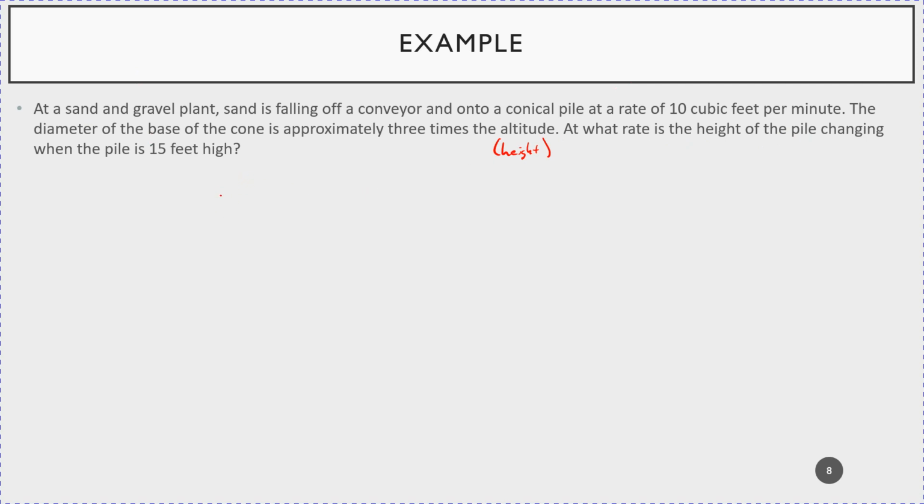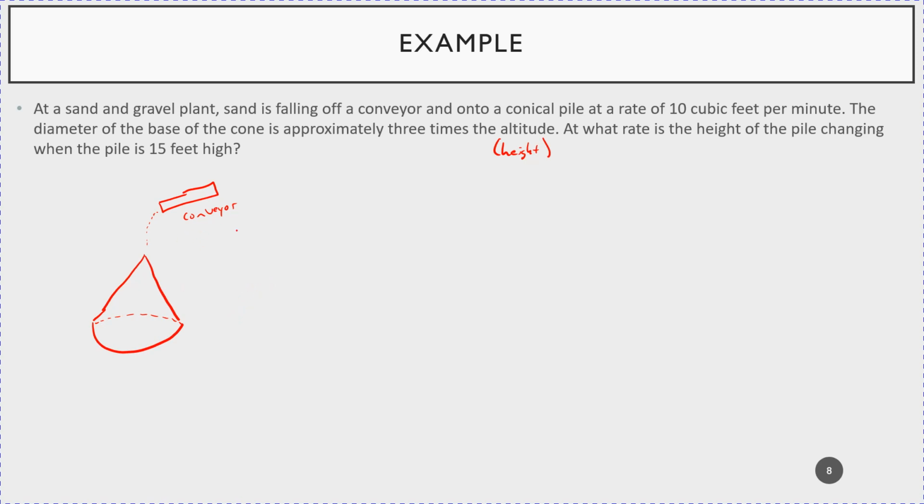Okay, so a lot is going on here. For this problem, I'm going to draw a picture so you can see what's going on. You have this conveyor, and what's falling off the conveyor is sand. So here's the conveyor. And sand is falling off of it, and when it falls off it forms a conical pile, like a cone. So here's the cone that's being formed on the ground.